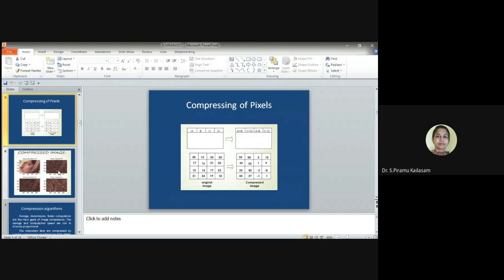Let's see compressing of pixels. Let us say a pixel is... one minute, sir. Yes, ma'am. Sir, yes, one minute.